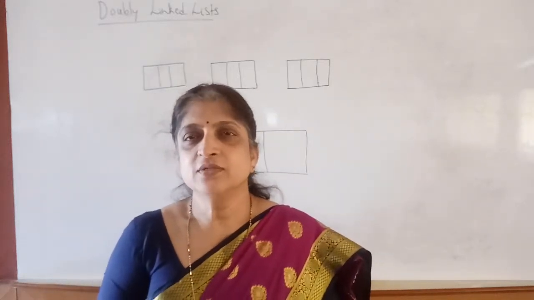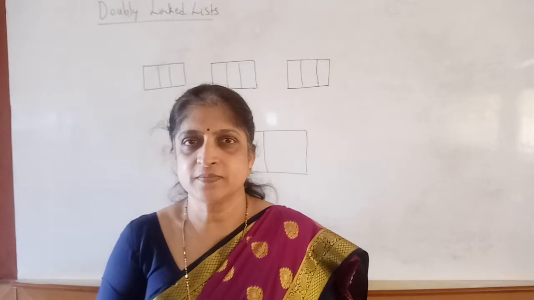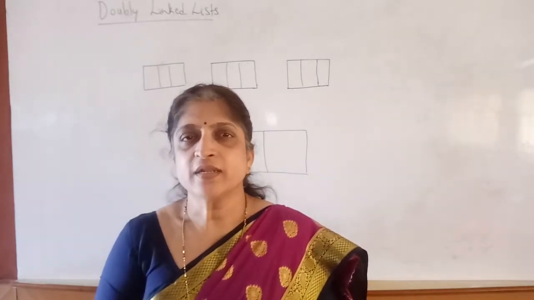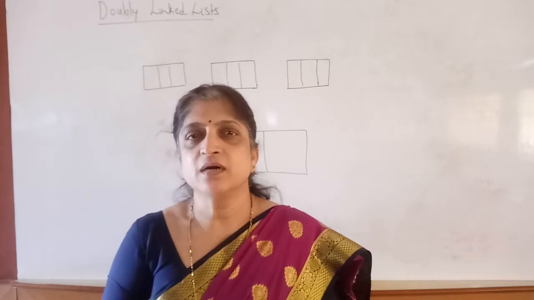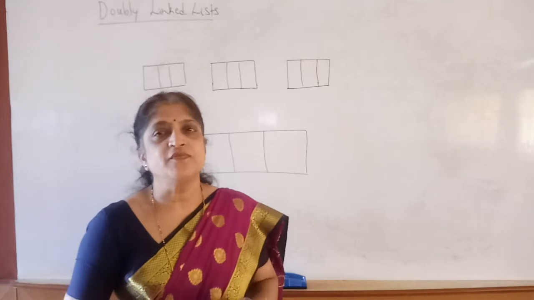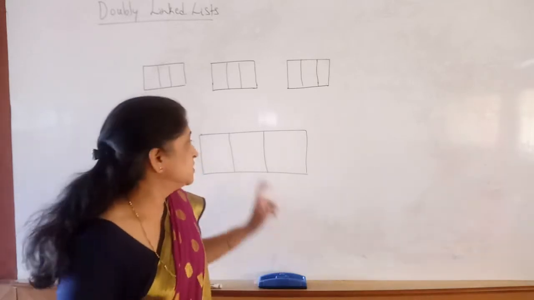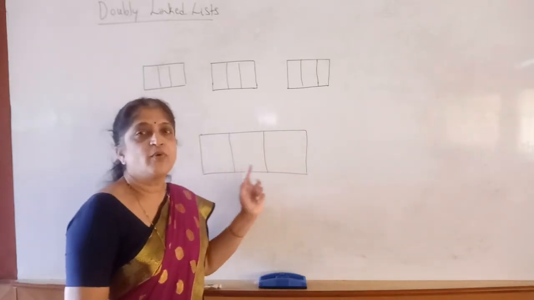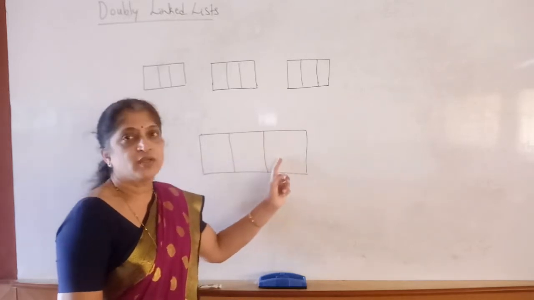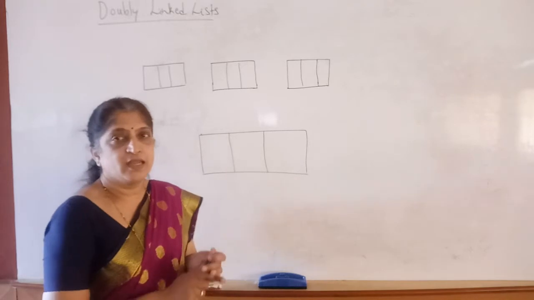Hello students, today let's learn doubly linked list. Doubly linked list is a set of elements where every element is represented as a node. A node will have minimum 3 fields. One field of course is the data field and it will have 2 pointer fields. One pointer pointing to the previous element, another pointer pointing to the next element.